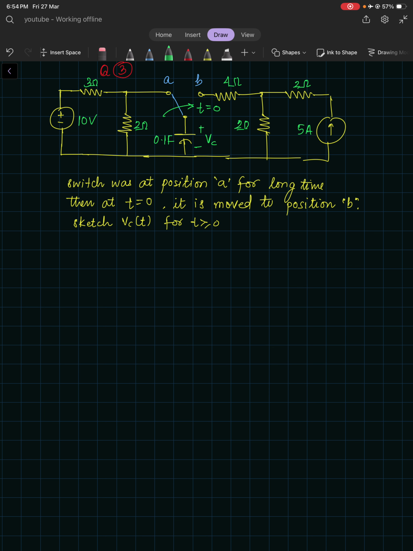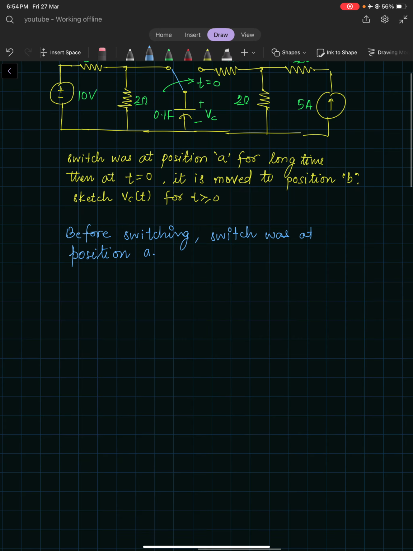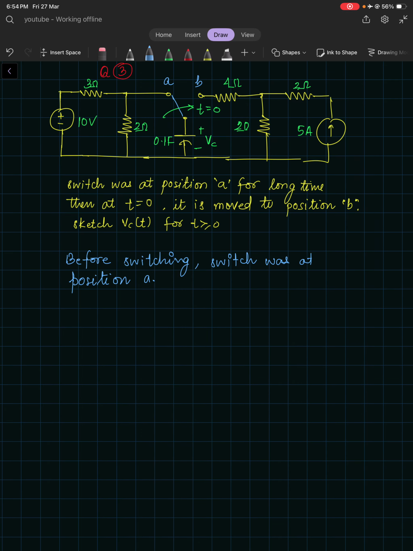So let's see what is the value of VC before switching. Before switching, the switch was at position A, right, and it was there for a long time, so that capacitor will reach a steady state.